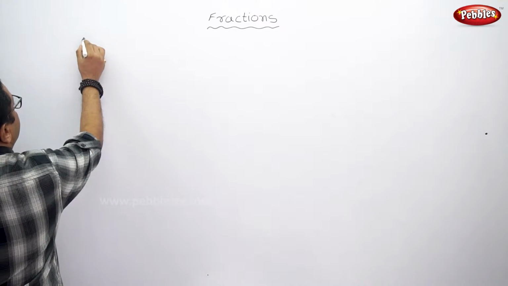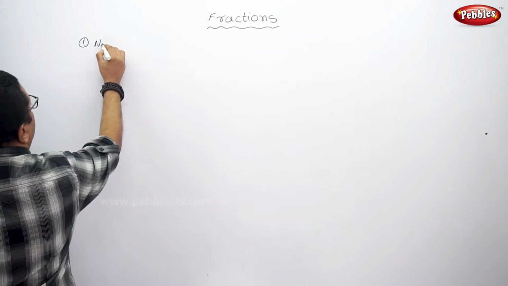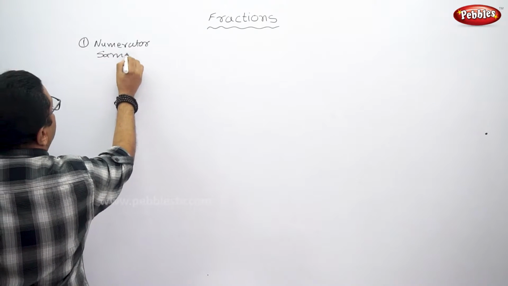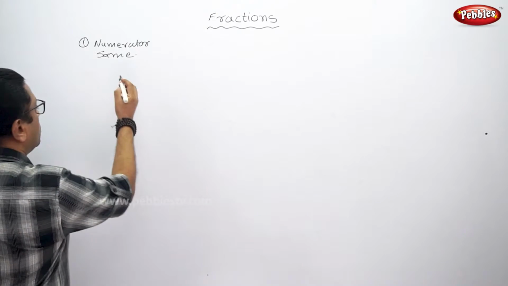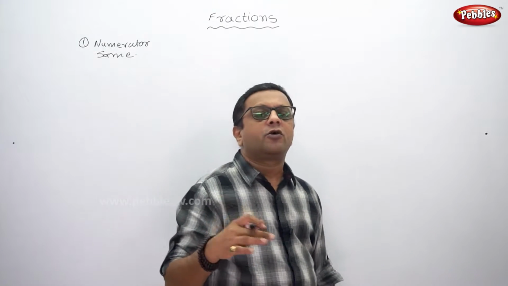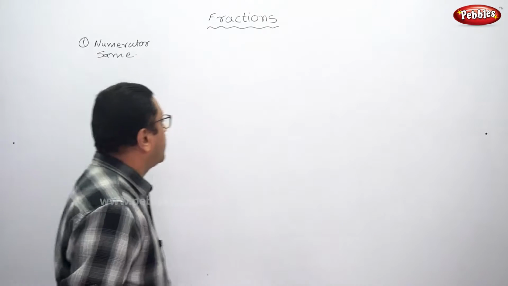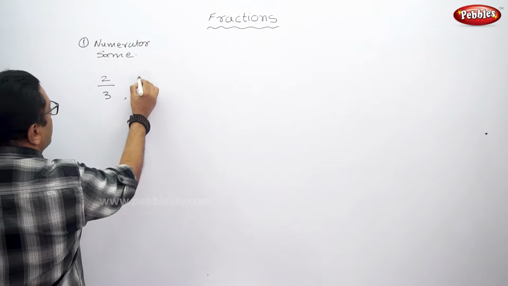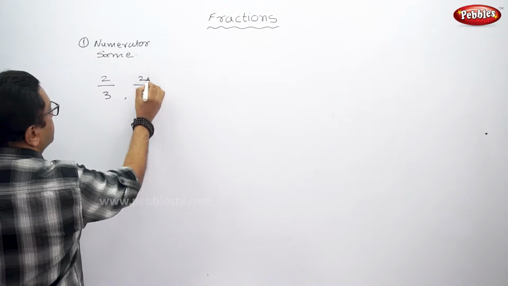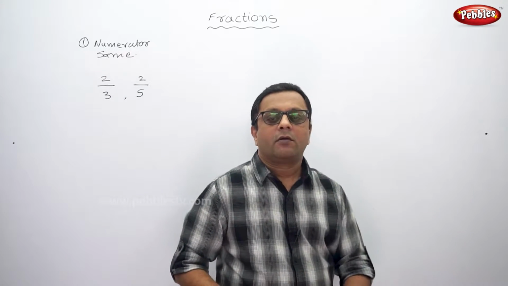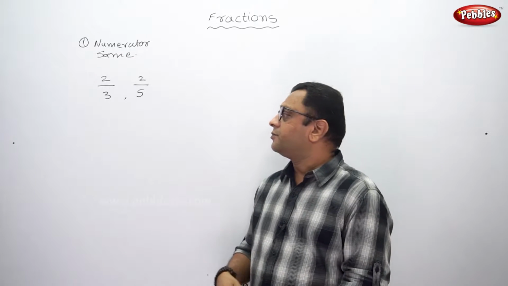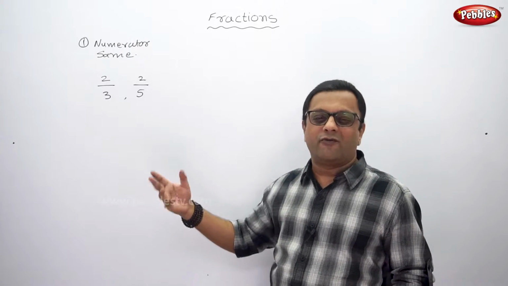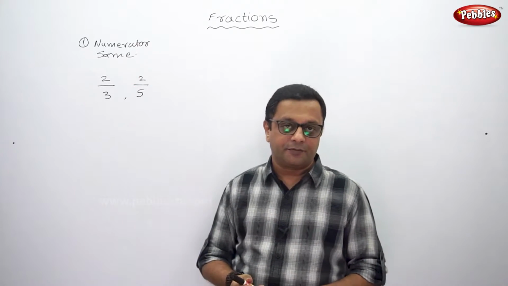We will see the first case where numerator same. Okay, so let us take two fractions where the numerator is common. So I'll take 2 by 3 and 2 by 5. Now let us consider, you have to decide which one is smaller or bigger or both are same. Of course both are not same, as you can see here.